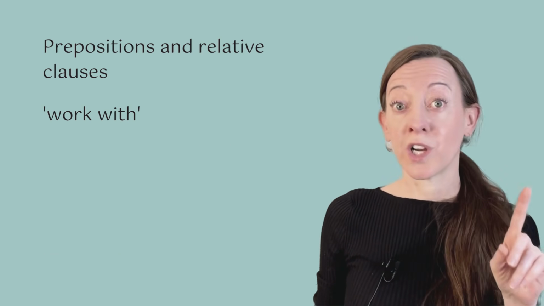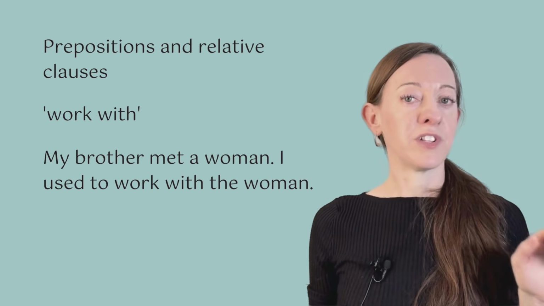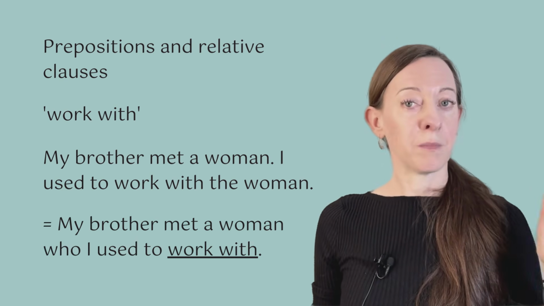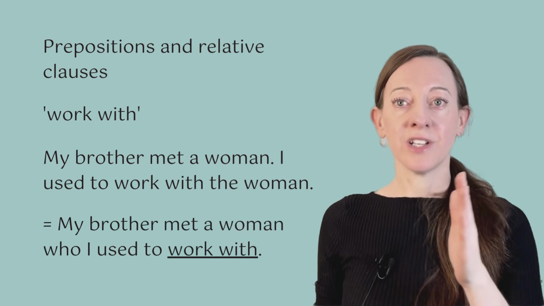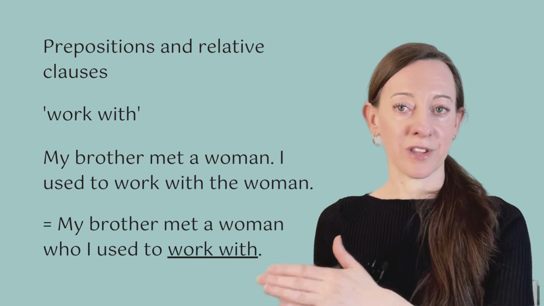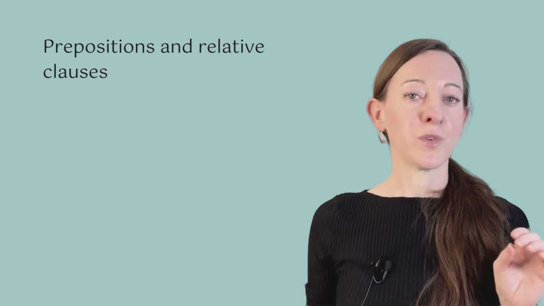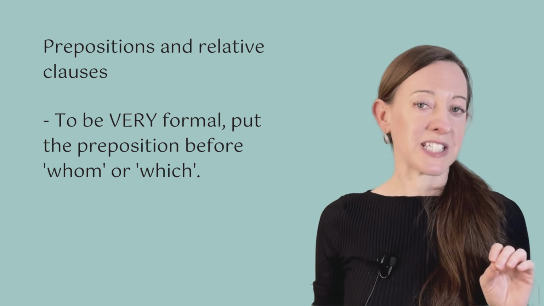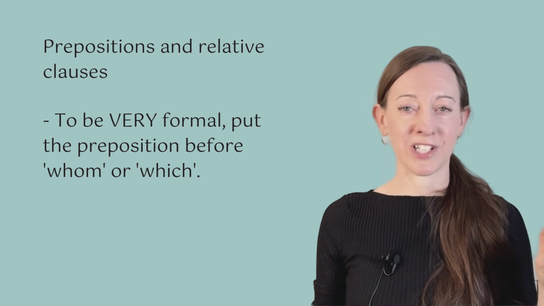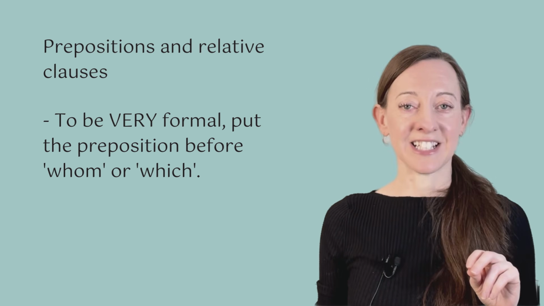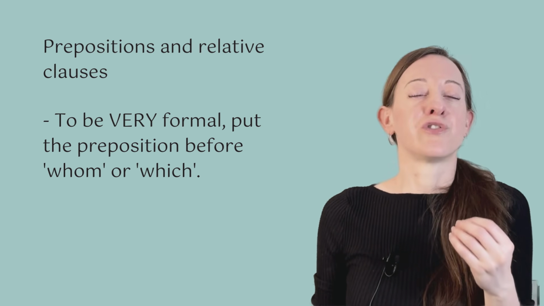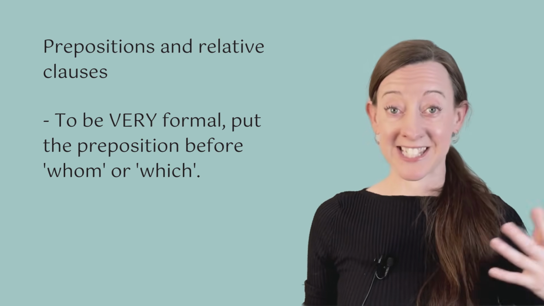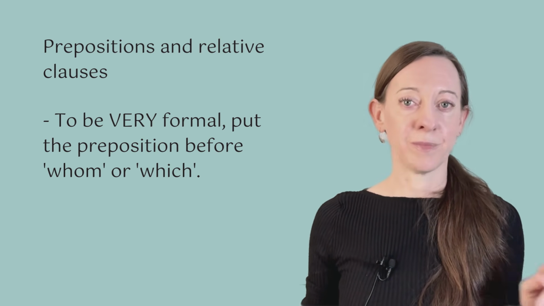Let's take work with. My brother met a woman. I used to work with the woman. My brother met a woman who I used to work with. If we are being very, very formal, we can put the preposition before whom or which. We don't use that in this case. This is extremely traditional grammar, and I don't recommend you say this in normal life.